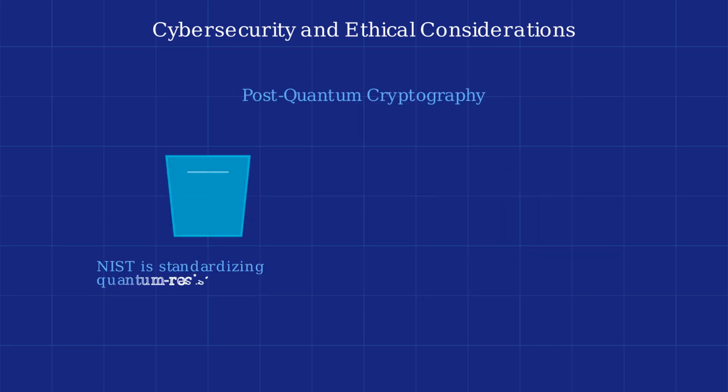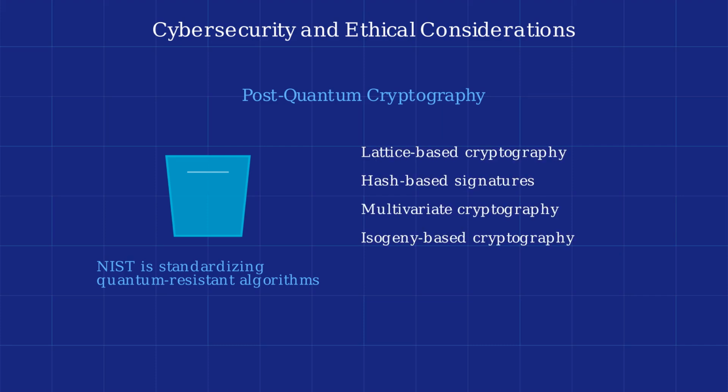This has led to the development of post-quantum cryptography, which can resist attacks from both classical and quantum computers. Various approaches include lattice-based cryptography, hash-based signatures, multivariate cryptography, and isogeny-based cryptography.